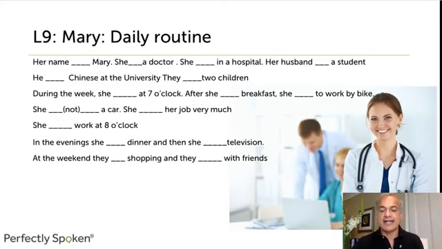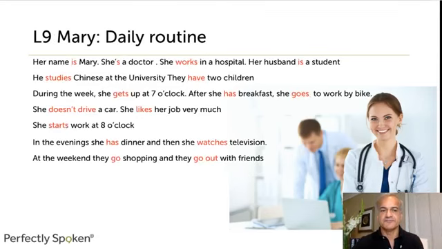Okay, let's have a look at the answers. Her name is Mary. She's a doctor. She works in a hospital. Her husband is a student. He studies Chinese at the university. They have 2 children. During the week, she gets up at 7 o'clock. After she has breakfast, she goes to work by bike. She doesn't drive.